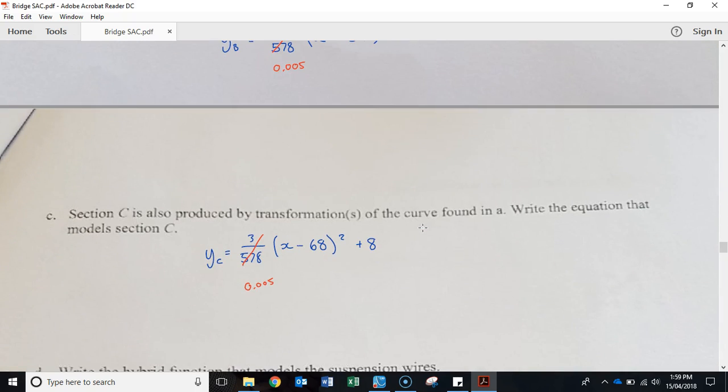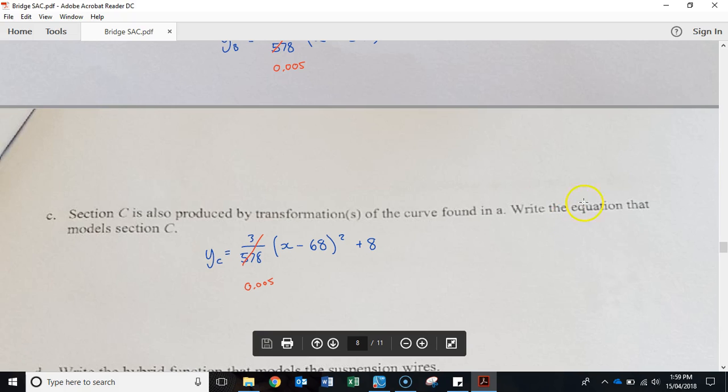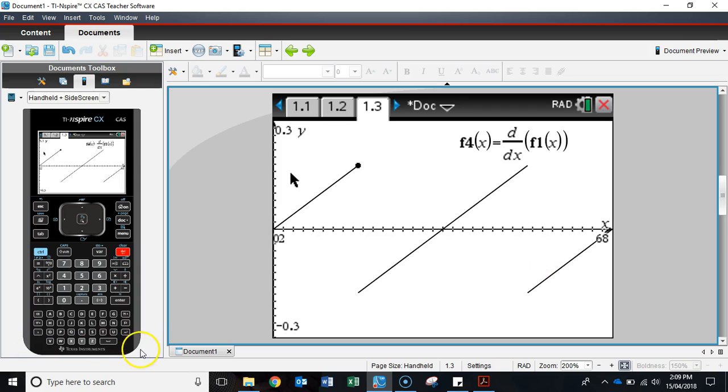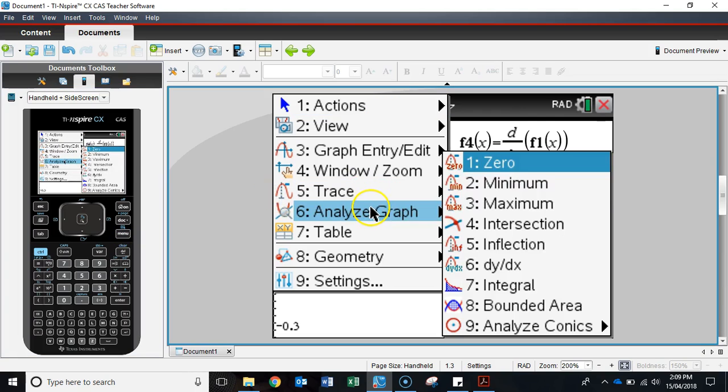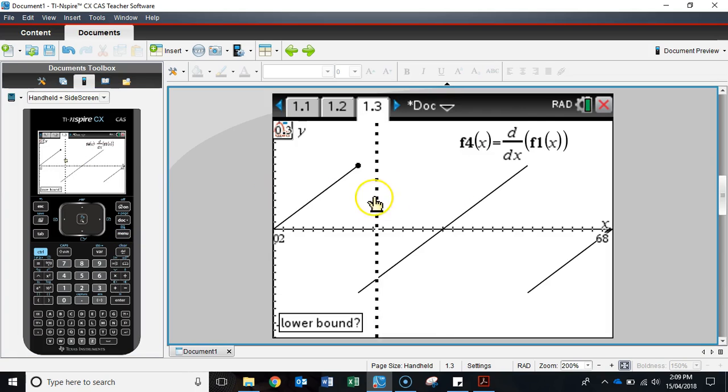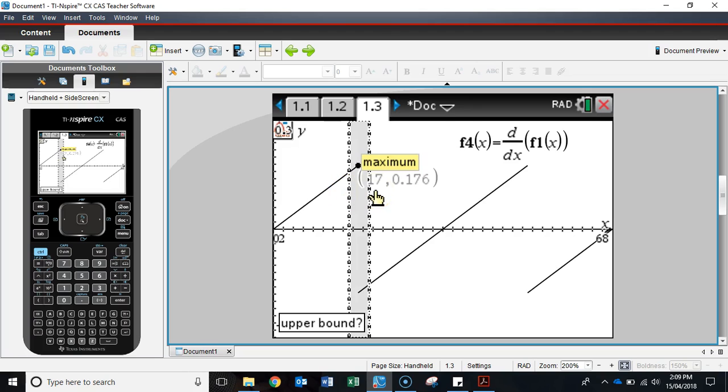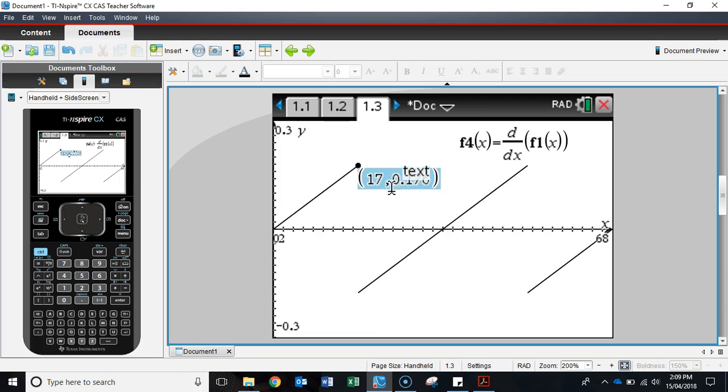So we can get the key features from CAS so that we can form our graph. To get these features, that's just a maximum. So it would just be finding menu, analyze graph, maximum, lower bound, upper bound. And it does give a decimal here. 0.176 is that maximum value.